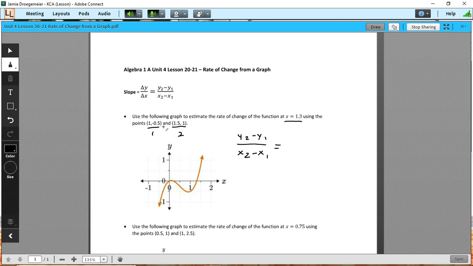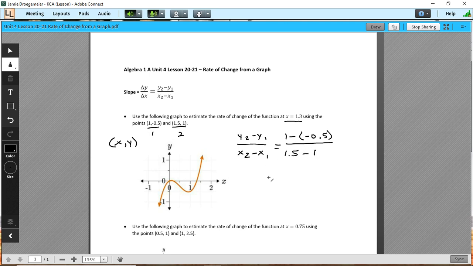So let's say if I use 1 to represent the first point, 2 to represent the second here. So y2, that's going to be the y value from that second point, which is 1. Remember, in your ordered pair, x is first and then the y. And then the y value from the first one is negative 0.5. And so I'm subtracting negative 0.5. Then for the denominator here, x2, that's 1.5, the x value from that point, minus, excuse me, minus the x value from the first point, which is 1.